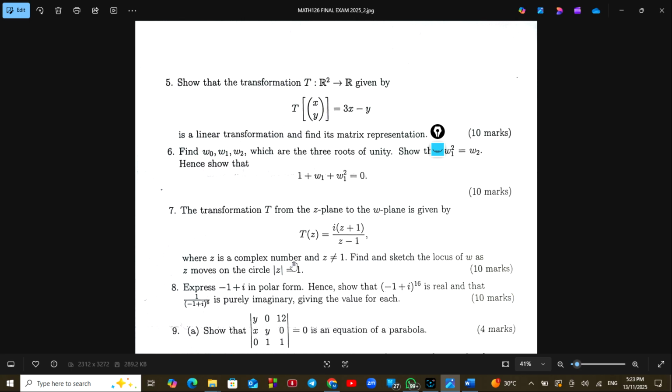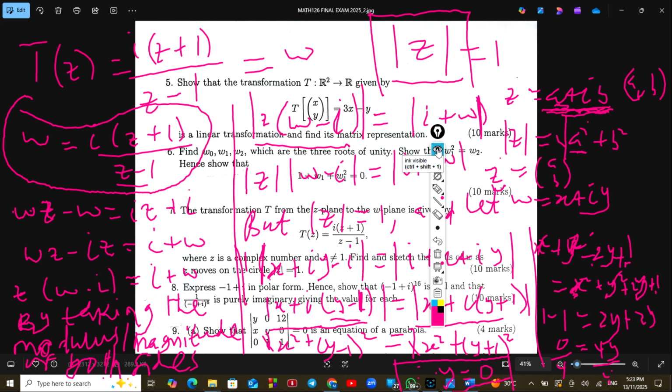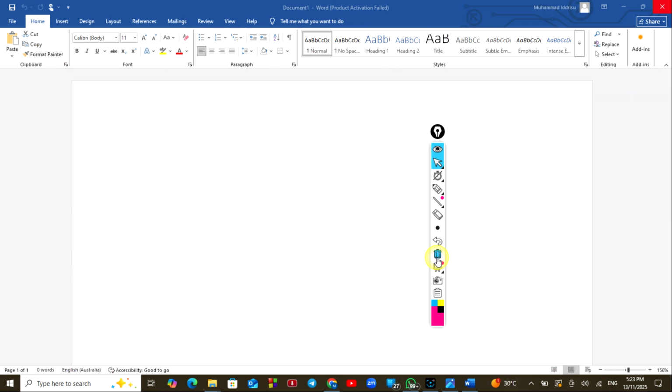Okay, so: find and sketch the locus of W as Z moves on the circle. So we found that W is now the line y is equal to 0. Let me clean everything, leaving y is equal to 0, and we sketch it. We know that y is equal to 0 will now be in the W plane.